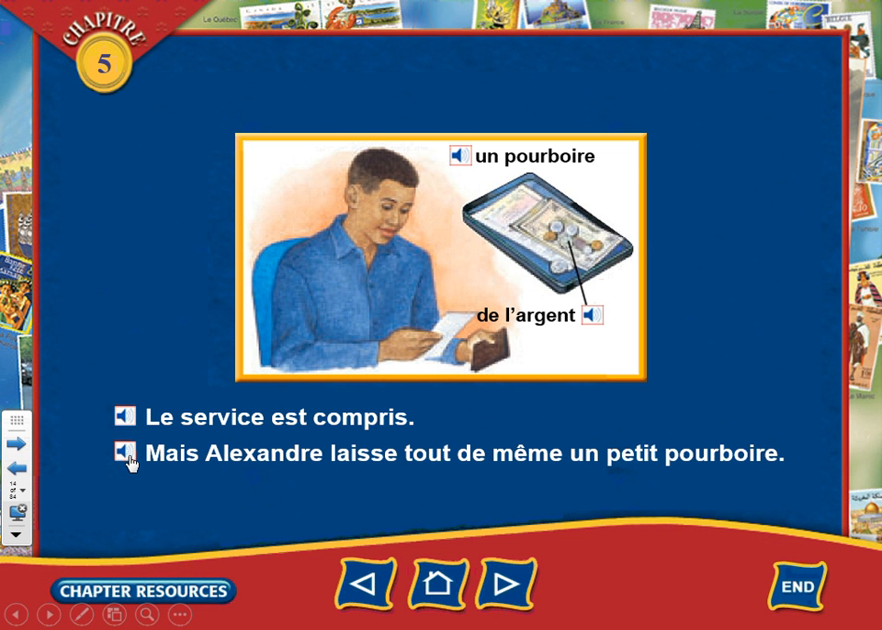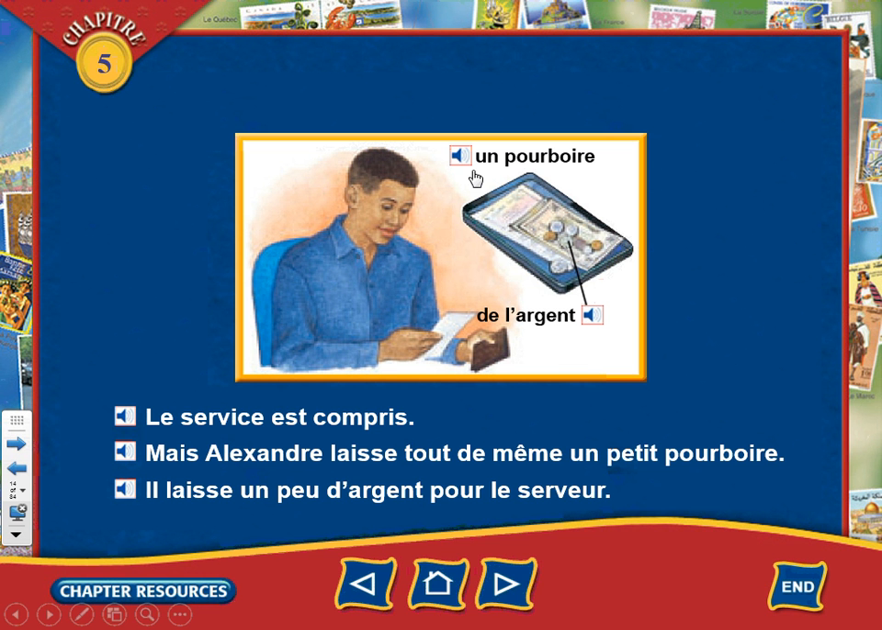Mais Alexandre laisse tout de même un petit pourboire. Okay. Tout de même means all the same or anyway. But Alexandre leaves all the same a small tip. So anyway or all the same, Alexandre still leaves a small tip. Il laisse un peu d'argent pour le serveur. He leaves a small amount of money for the server. Okay? He leaves a little money. You can write, he leaves a little money for the server.